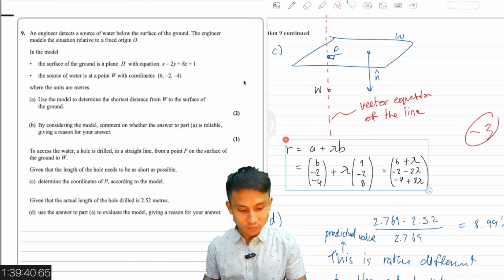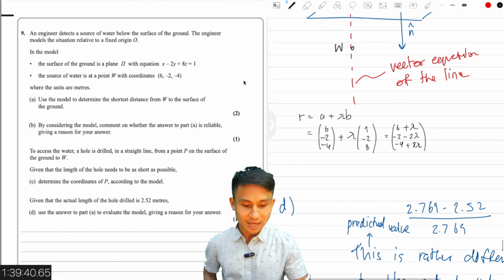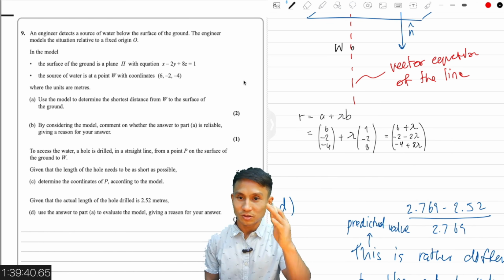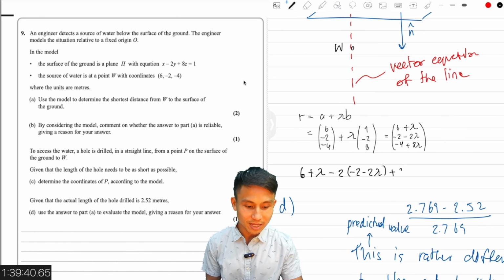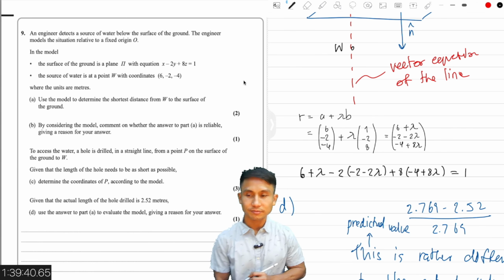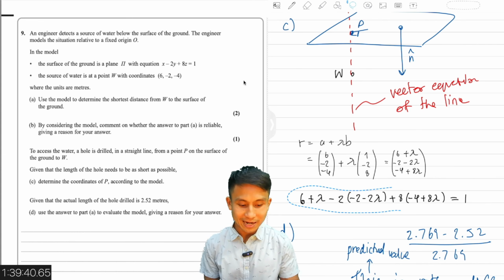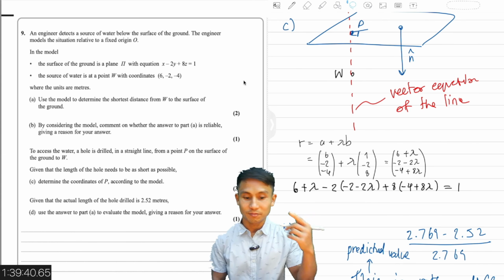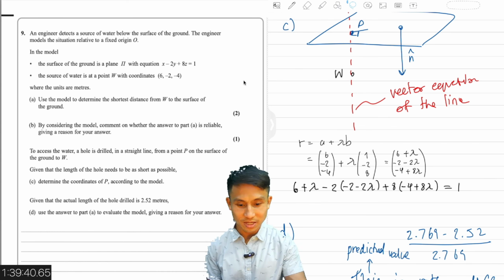We're going to put the coordinates x, y, and z into the plane. Okay, so the x is 6 plus lambda and so on. So in the plane equation, x is 6 plus lambda, minus 2 times y which is minus 2 lambda, plus 8 times z which is minus 4 plus 8 lambda, equals 1. By solving this, we will be able to find lambda and hence find point P here. Okay, because we are asked to calculate the coordinates of P.